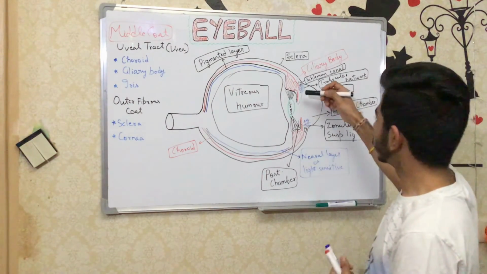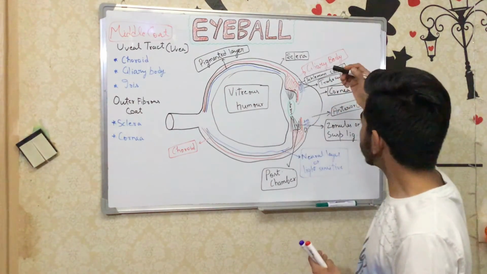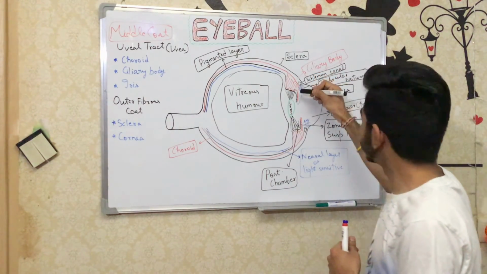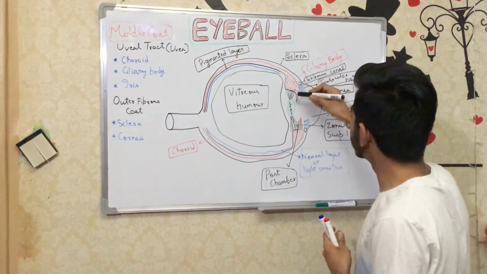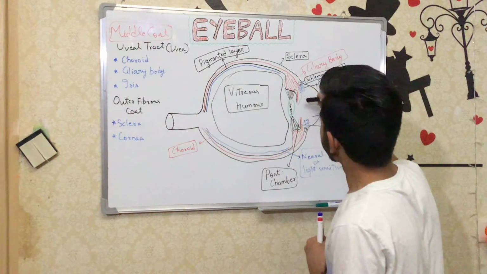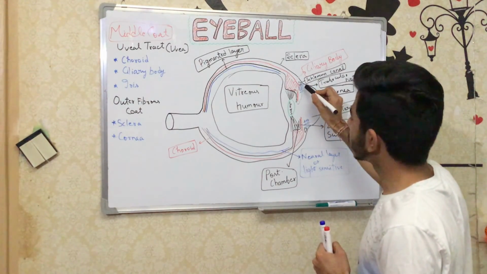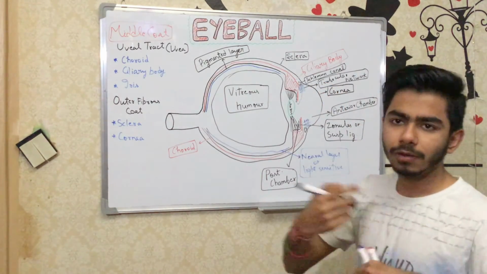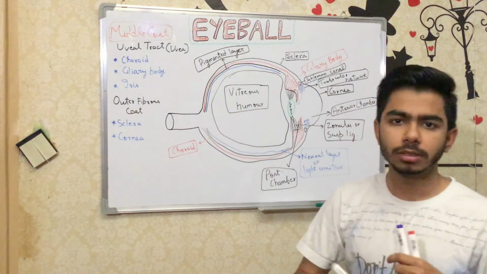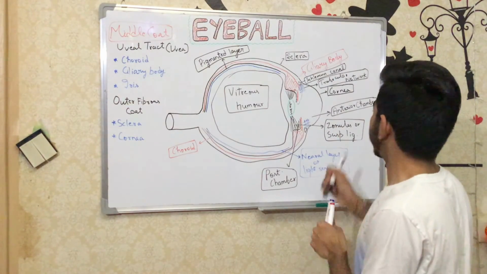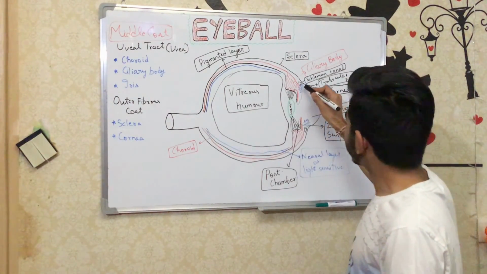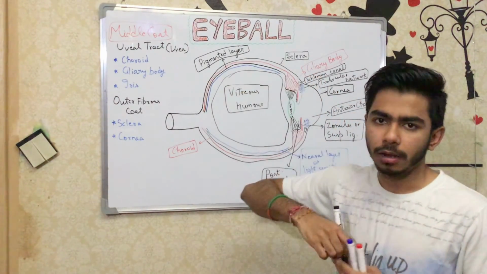So aqueous humor is produced by the ciliary body. It comes through the posterior chamber, goes through the anterior chamber, into the trabecular network, then into the Schlemm's canal, because it washes out the substances in the anterior chamber and the anterior segment of the eyeball, and drains through the Schlemm's canal.